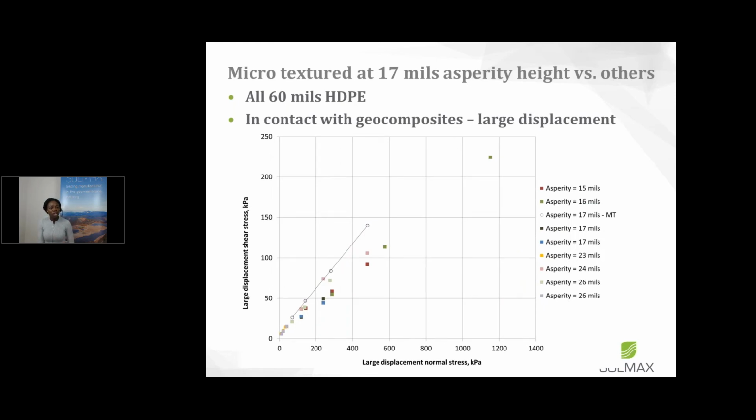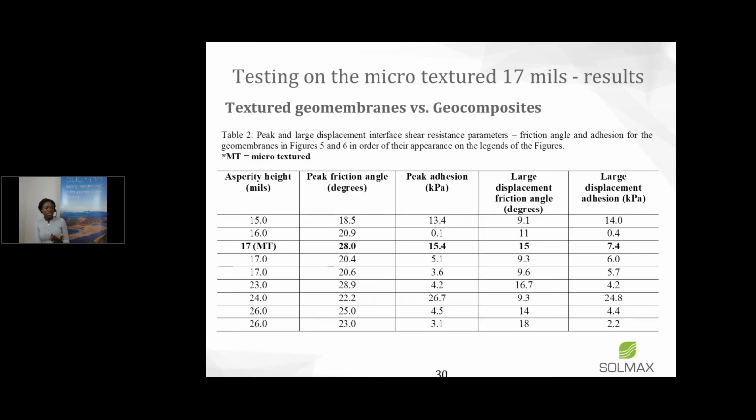So with a large displacement now, or the residual, with the microtextured, a little bit lower than the peak. However, again, most of the microtexturing gave us a comparable shear strength as you would have with an asperity height that's over 17 mil. So again, it does appear that with a microtexturing process, by increasing that concentration of asperity, you can achieve a higher interface friction at moderate asperity height, which I think is interesting for us to consider.